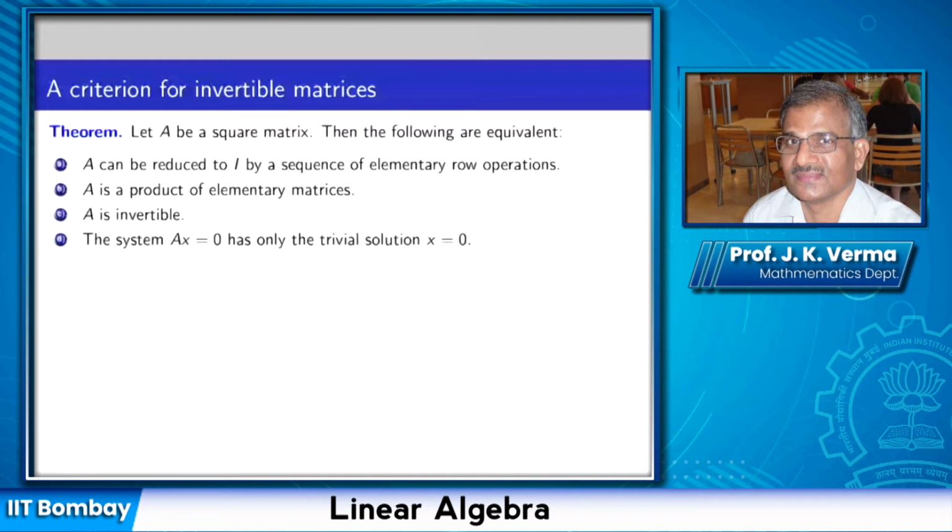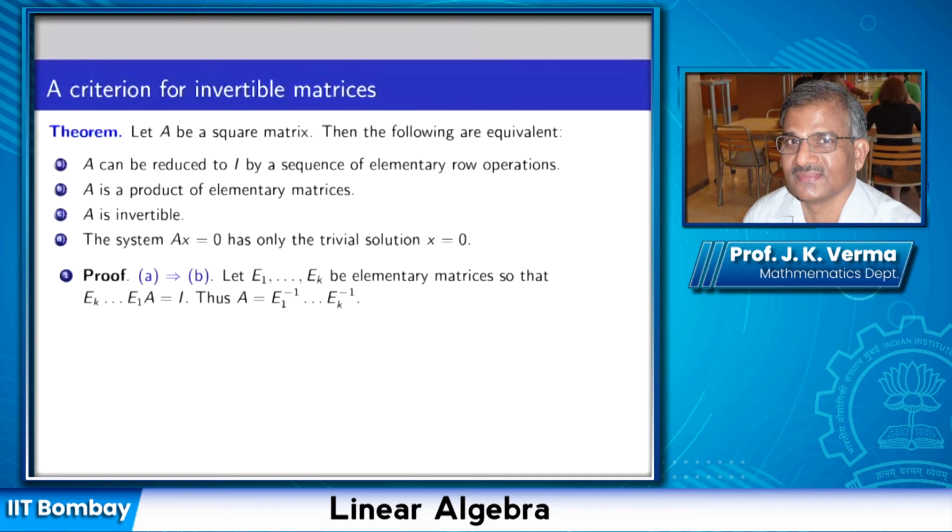Let us give a proof. When I say that four statements are equivalent, I need to show that they are equivalent to each other, that means any statement is equivalent to any other statement. But we prove this by proving that the first statement implies the second, the second implies the third, the third implies the fourth, and the fourth implies the first. And that will prove that all four statements are equivalent.